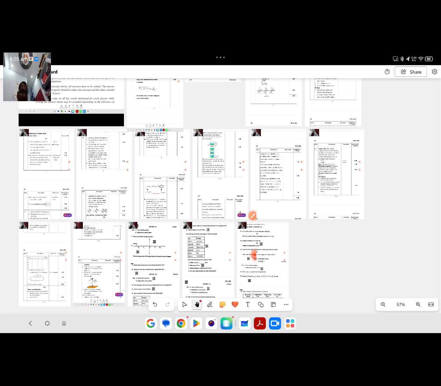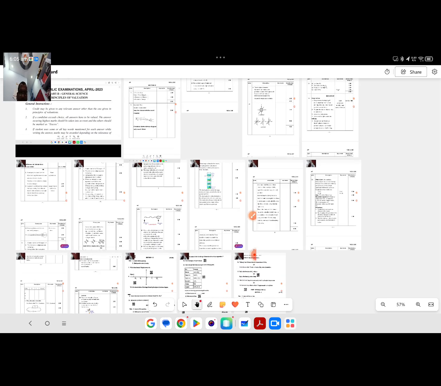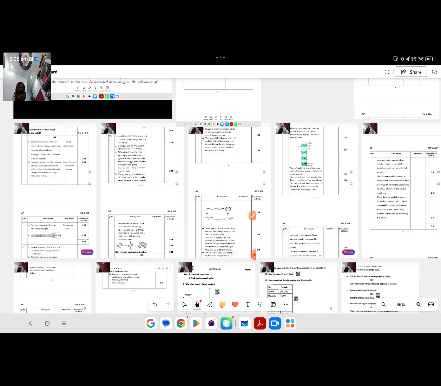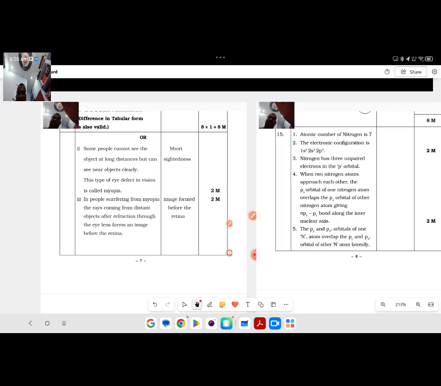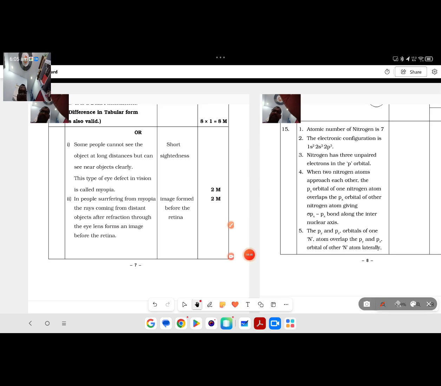Where is myopia? Yes, myopia is here. Yes, it is here. Right. So for writing the word, the question is about explain the myopia and draw the ray diagram for correcting it, right? So it is called short-sightedness. This is a key point. The key point should present in your answer sheet. So for writing this, what is short-sightedness? Explanation.